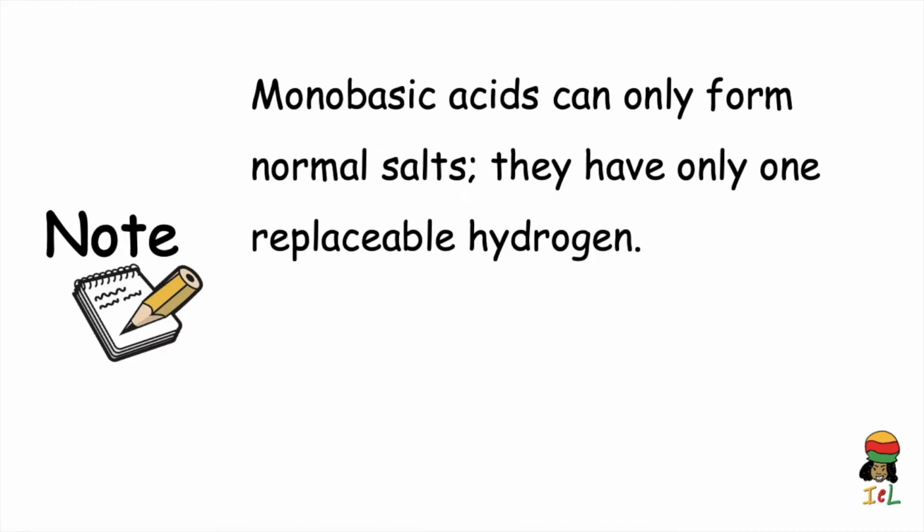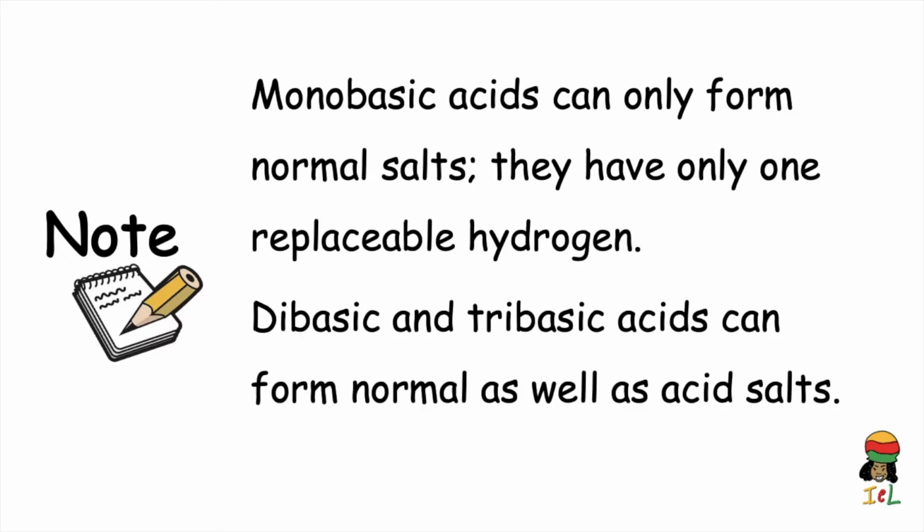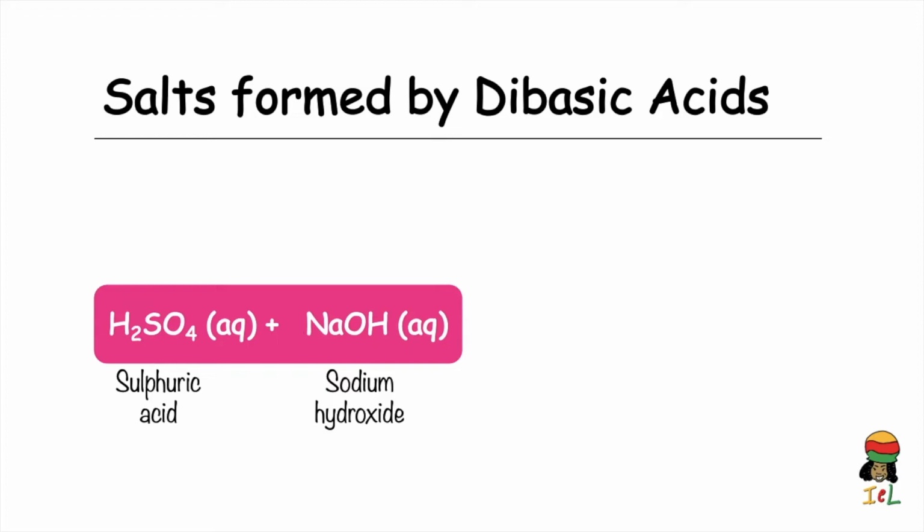They have only one replaceable hydrogen, and once that is substituted by the metal ion or the ammonium ion, there are no more present to form acid salts. Dibasic and tribasic acids, however, form normal salts as well as acid salts. Here we have an example of a dibasic acid, sulfuric acid, and we know it's dibasic because there are two replaceable hydrogens in each molecule of sulfuric acid. The number of replaceable hydrogens tells how many different salts can be produced by that acid.